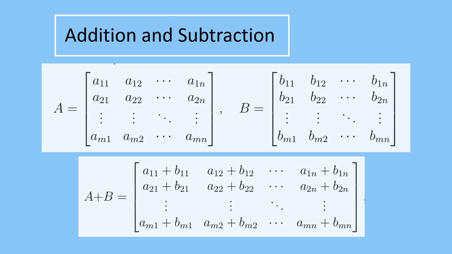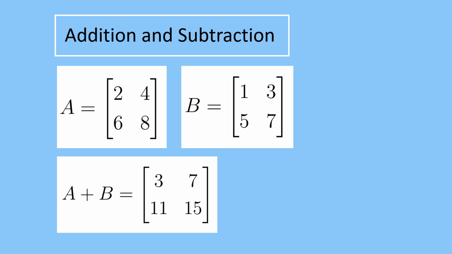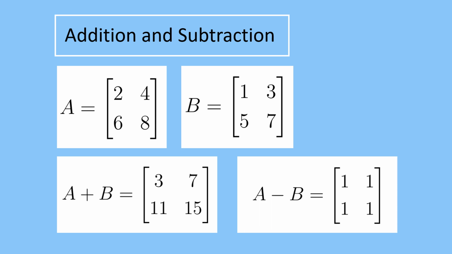For example, consider two matrices, A and B. Matrix A has entries 2, 4, 6, and 8, while matrix B has entries 1, 3, 5, and 7. When we add these matrices, we perform the operation 2 plus 1, 4 plus 3, 6 plus 5, and 8 plus 7, giving us a new matrix with entries 3, 7, 11, and 15. Similarly, subtracting these matrices results in a new matrix with entries 1, 1, 1, and 1.